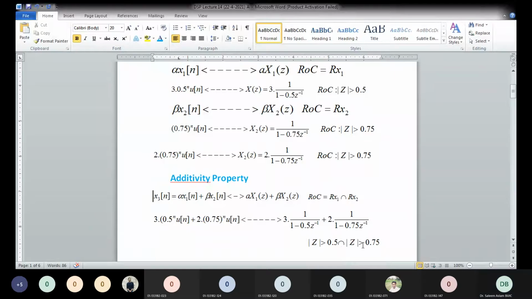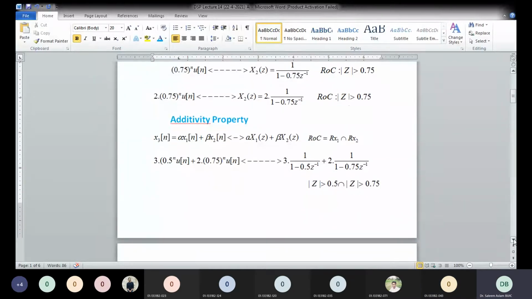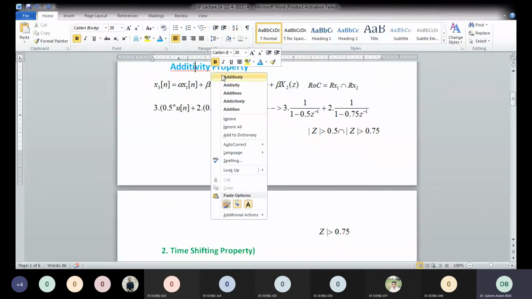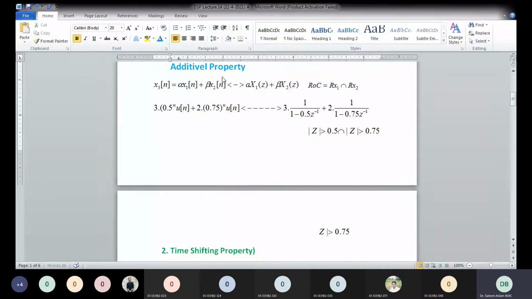So one region of convergence you have is coming from 0.5 to infinity and the other is from 0.75 to infinity, so what would be the common region? 0.75 to infinity. Yeah, 0.75 to infinity, that's the right answer. So your final ROC would be z mod greater than 0.75, right? So hopefully the concept is now clear to you, how to find out the scaling and additivity property in a linear form.